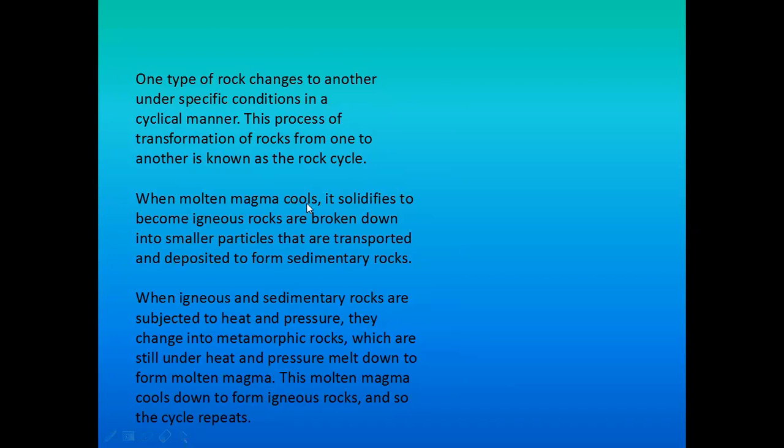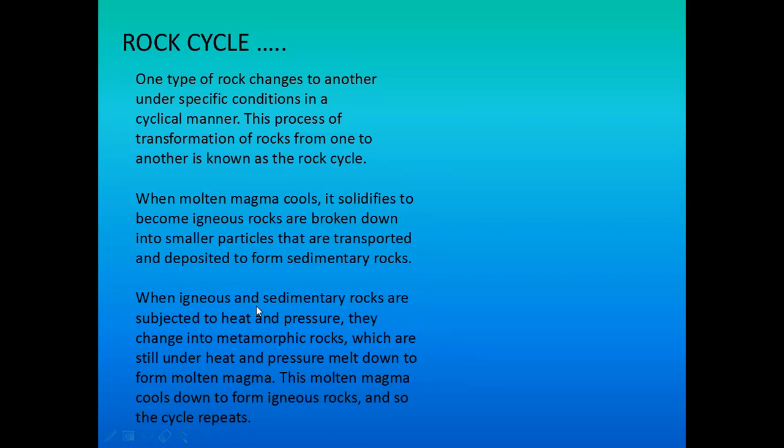When molten magma cools, it solidifies to become igneous rock. Rocks are broken down into smaller particles that are transported and deposited to form sedimentary rocks. Already I discussed, first of all, igneous rock is made due to the molten magma. When it comes out on the earth's surface and solidifies, it gives birth to igneous rocks. When these igneous rocks are broken down into smaller particles, they are transported and deposited to form sedimentary rocks. How are they transported? By the wind or the water.